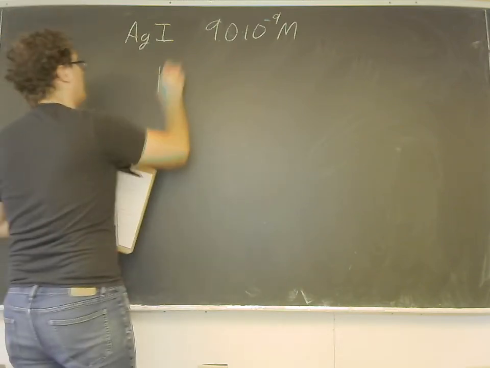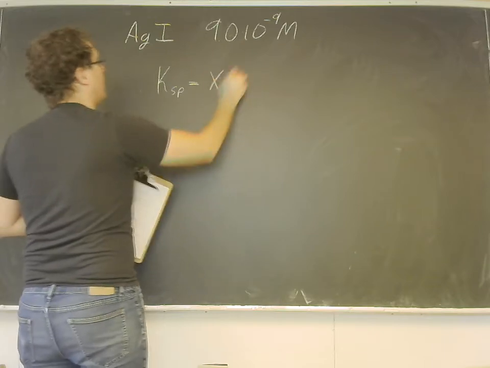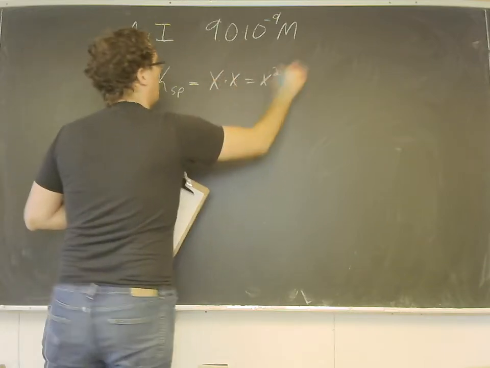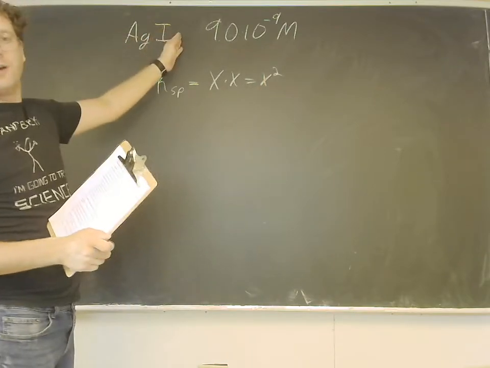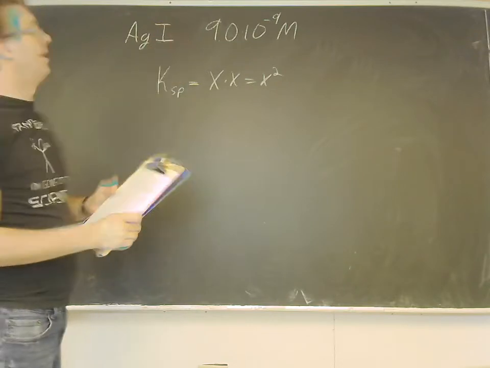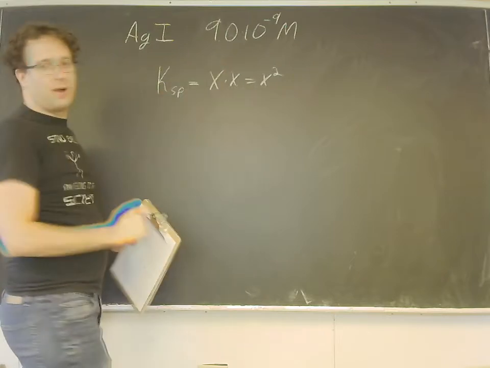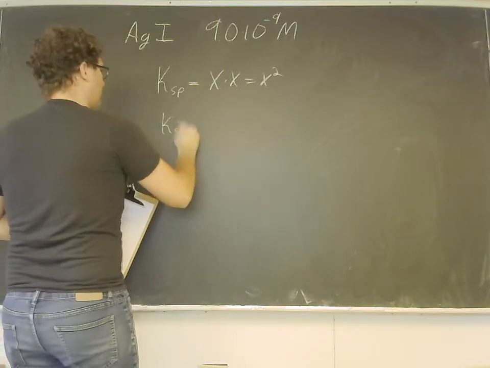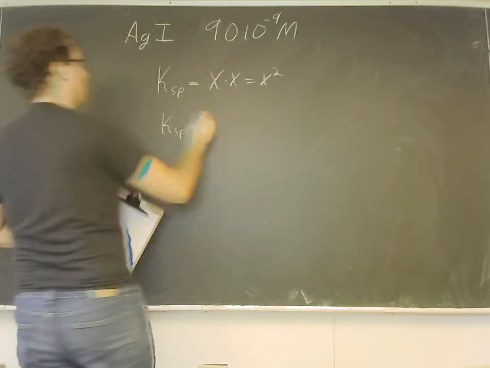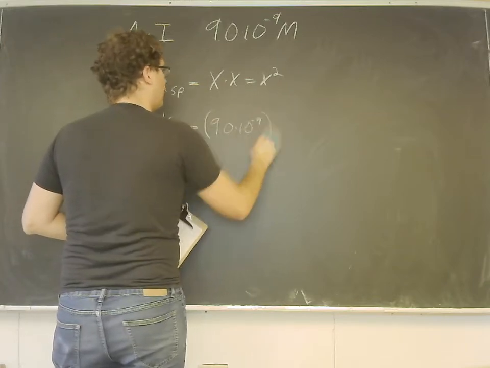Well, in this case, KSP is going to equal x times x, or x squared. Okay, this one was simple because we have a 1 and a 1 for our cation and anion. And so they're each multiplied by 1, and they're each raised only to the first power. This gives us KSP equals x squared. And so it's really just a matter of putting our molar solubility in and squaring it. So we'll say 9.0 times 10 to the negative 9th squared. Let's find that KSP.